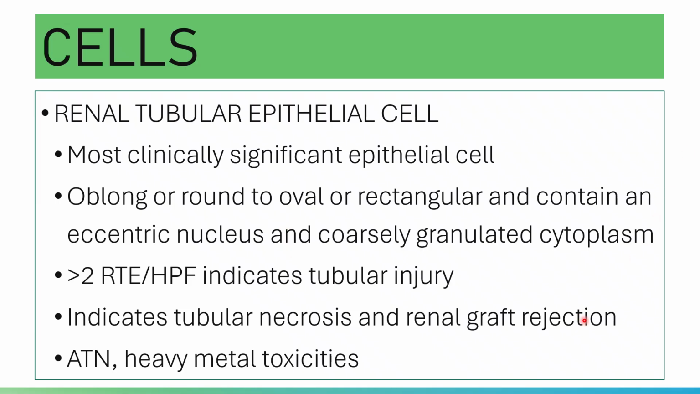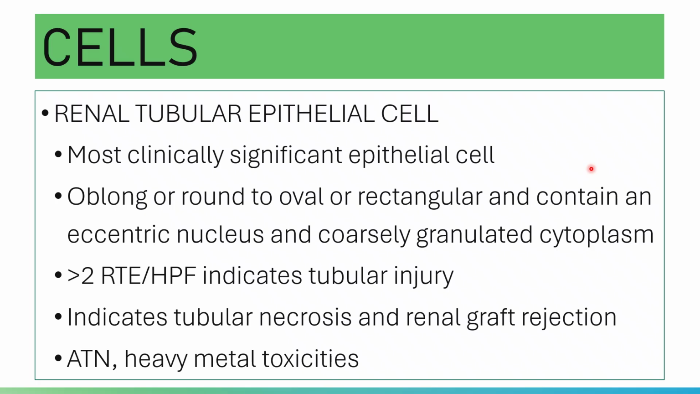Please note that your PCT, or proximal convoluted tubule cells, are larger than other renal tubular epithelial cells. They tend to have a rectangular shape and are referred to as columnar or convoluted cells.